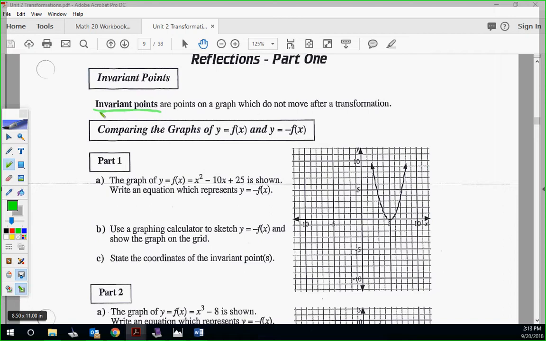For example, let's say I'm reflecting over the y-axis, and I have a parabola. When I flip, this point is going to stay there. That's going to flip over here, this is going to flip over here, so it's going to look like this. Here to here, here to here. But that point stays the same. That's the invariant point. It's going to tell us that in the notes, but now you know.